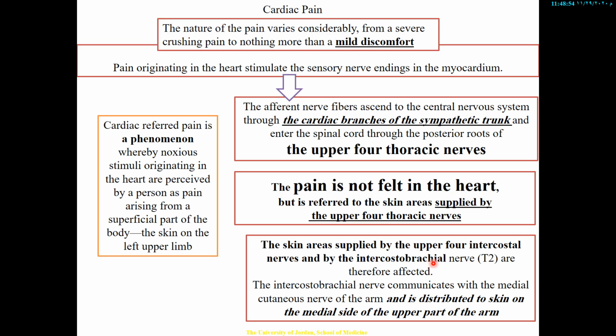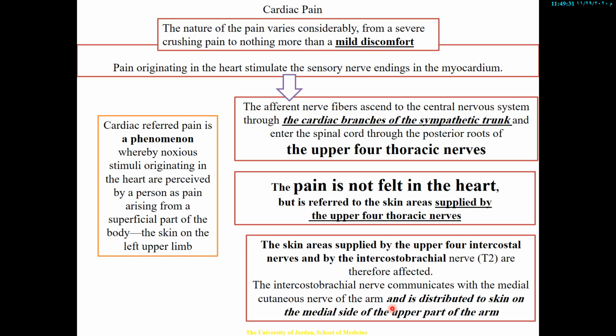So this nerve is supplying the skin on the upper limb, and this nerve, the intercostobrachial nerve, communicates with the medial cutaneous nerve of the arm, which is branched from the medial cord, and it is distributed to the skin on the medial side of the upper part of the arm.